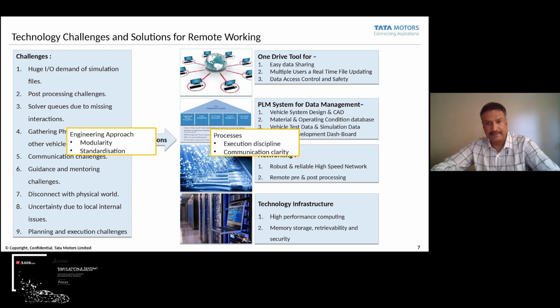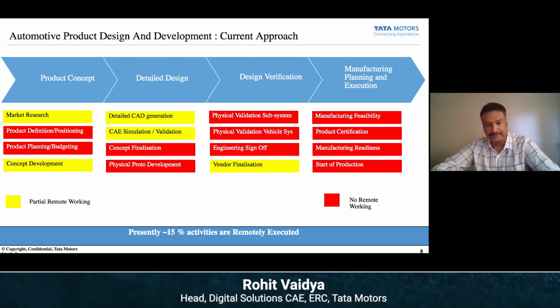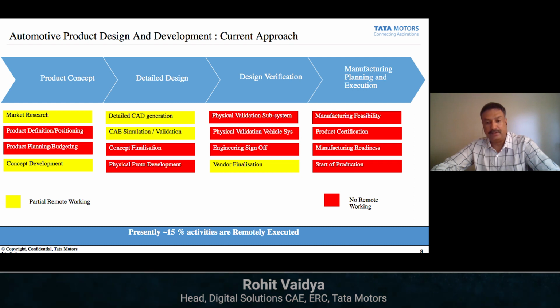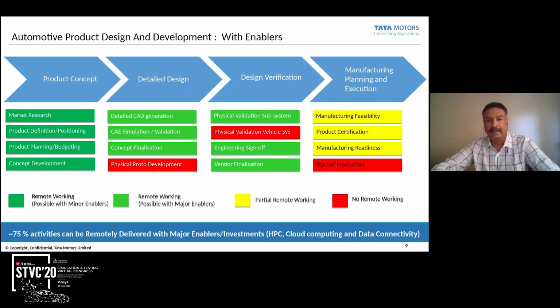However, these challenges are not a no-go. There are enablers which will help us in overcoming this. Some of them are a common database of documents and data access and security, common PLM systems for engineering data, including design data, material database, test data, other operating conditions stored at a unique place, and a common governance dashboard. This will ensure that adequate decision making happens with objective data at hand. Robust and reliable high-speed network, high-power computing, memory storage, retrievability, and security.